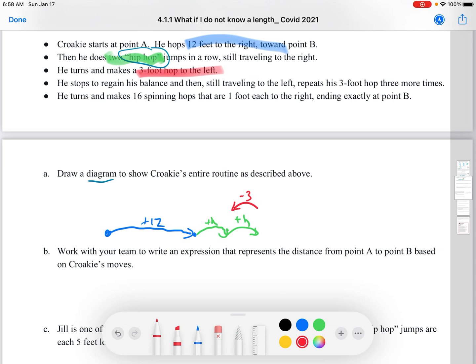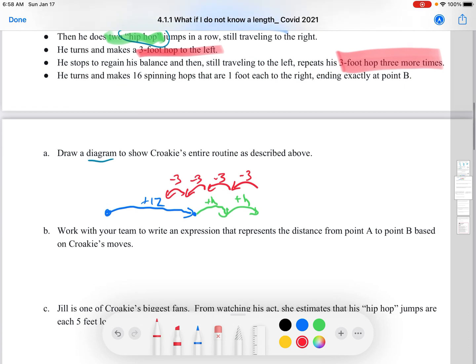He stops to regain his balance, then traveling to the left, repeats his 3-foot hop 3 more times. You know what? I'm going to keep that same color for this one because there's not really a change to what he's doing. So how many times does he do that? 3-foot hop 3 more times. So 1, 2, 3. So that's a -3, -3, -3.